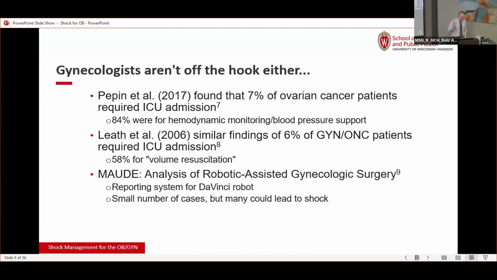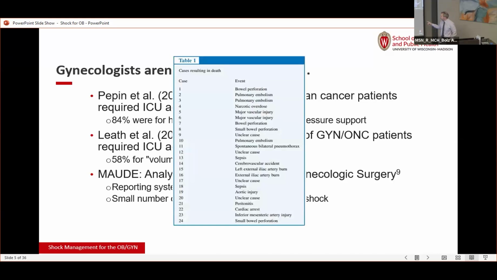And then there was a data reporting system for the Da Vinci robot, and they looked at deaths associated with the Da Vinci robot. Again, this is an incredibly rare event. I don't want to make it sound like you're going to go do your benign hysterectomy and end up with a death, which is pretty rare. But when it did happen, most of these would probably be preceded by shock states. So that's why I think it's important that we know how to identify shock and how to manage it initially.